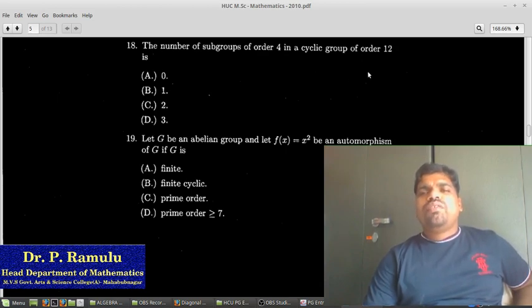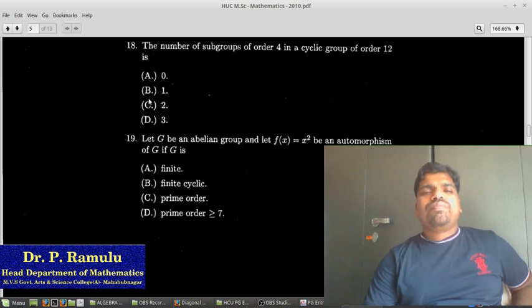How many subgroups of order 4? If I take Z12 with generator 3, it contains 4 elements: 0, 3, 6, 9. So this group contains only one subgroup of order 4. That means the number of subgroups of order 4 in a cyclic group of order 12 is only 1.